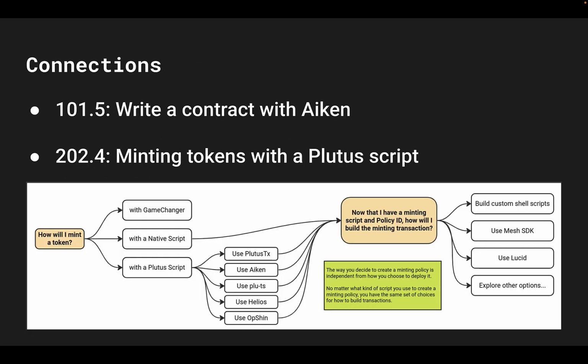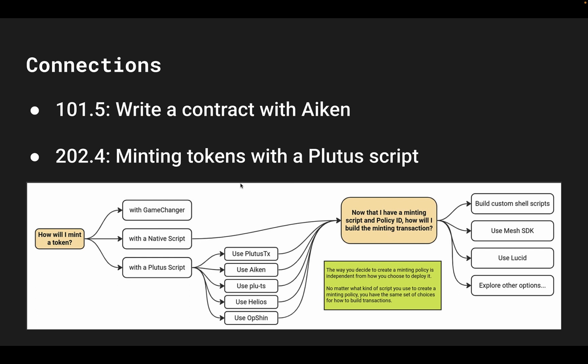Here are the connections from this lesson to some previous ones. If you'd like to get started for the first time writing any sorts of contracts in Aiken, please take a look at lesson 101.5. And if you'd like to use a Plutus script, like the one we're going to compile in this lesson, you can refer to lesson 202.4 to see an overview of how to use a shell script to help us out with minting native assets on Cardano.